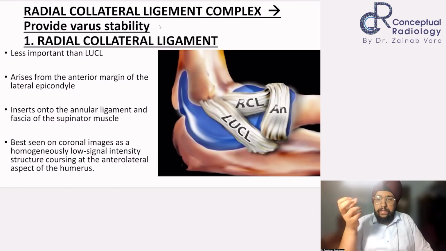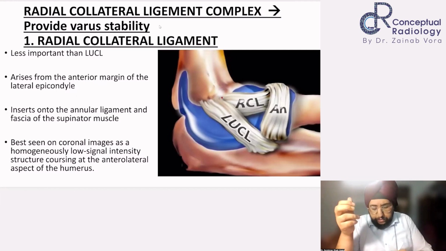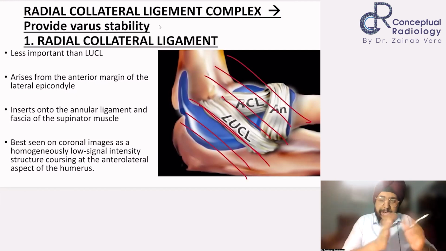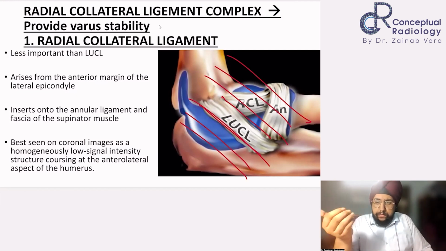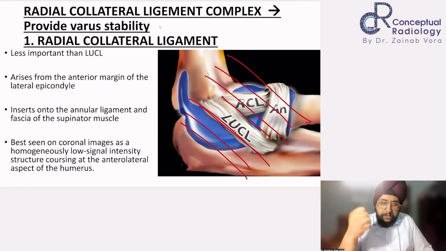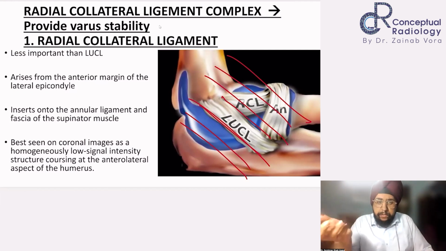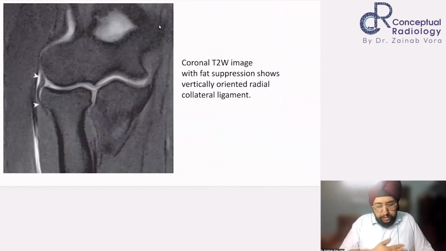So all of these ligaments are best seen in coronal images. But if you talk about the LUCL, because it is obliquely oriented, it is best seen on coronal oblique images, which are angled 20 degrees posteriorly. While the radial collateral ligament is seen on neutral coronal images also. Since it's a ligament, it's a homogeneously low signal density structure coursing onto the anterolateral aspect of the humerus. So let us see.